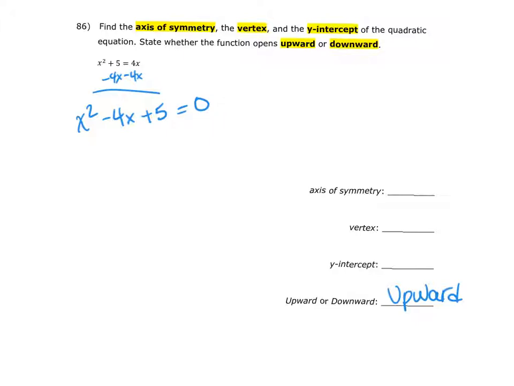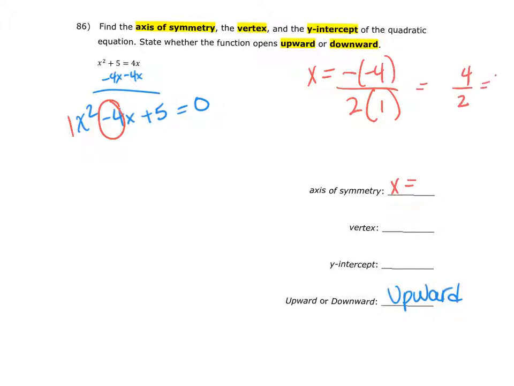Now, the next thing I need to do is look through and find the axis of symmetry. The axis of symmetry is x equals, remember your axis of symmetry must be written as an equation. X equals opposite of b, which happens to be negative 4, so opposite of b over 2 times a, which is 1. That's going to give me positive 4 over 2, which is positive 2, so the axis of symmetry is x equals 2. Please don't forget the x equals.